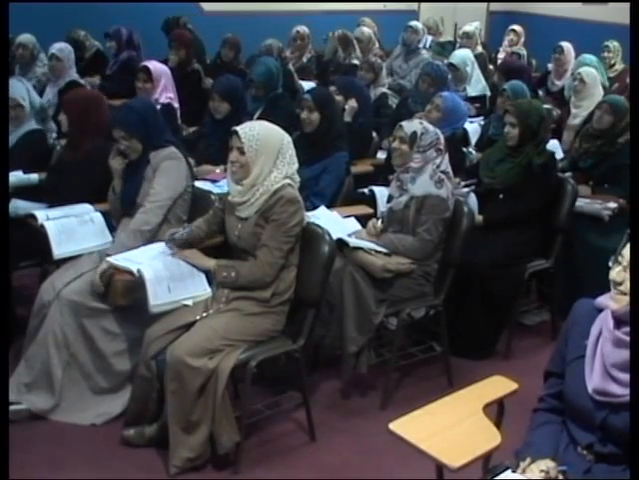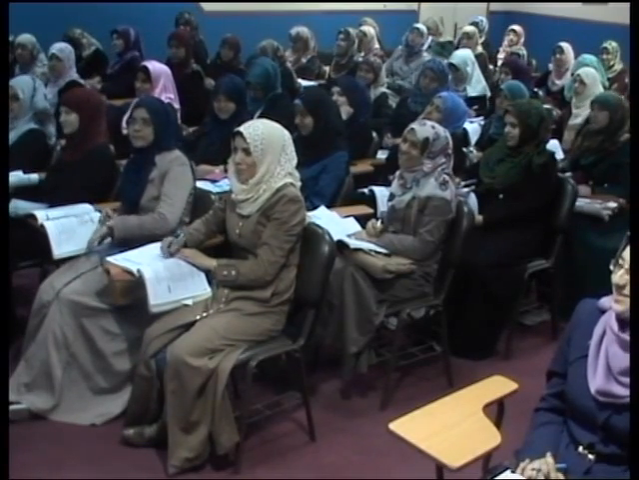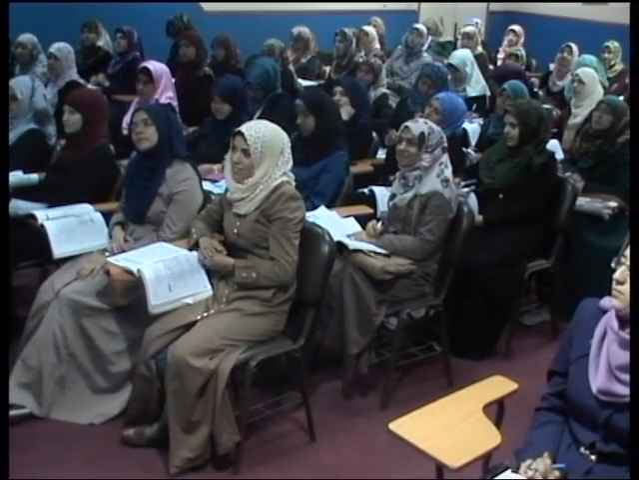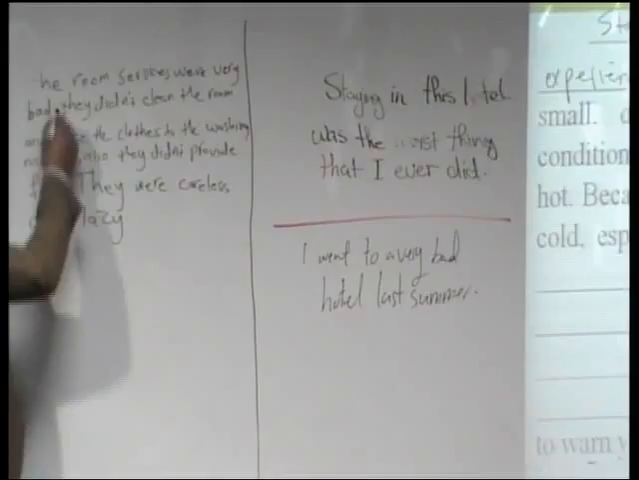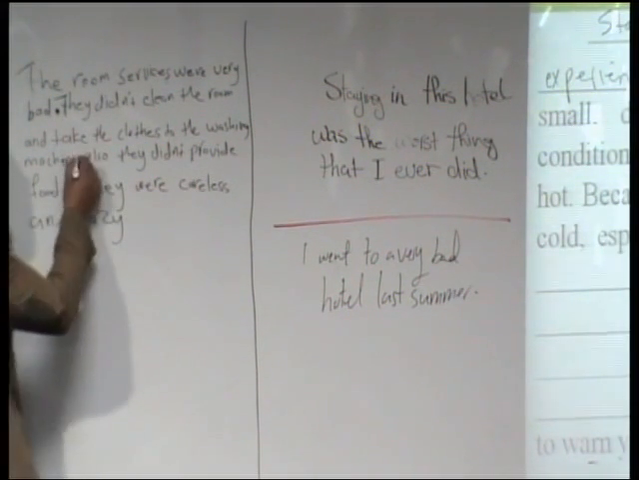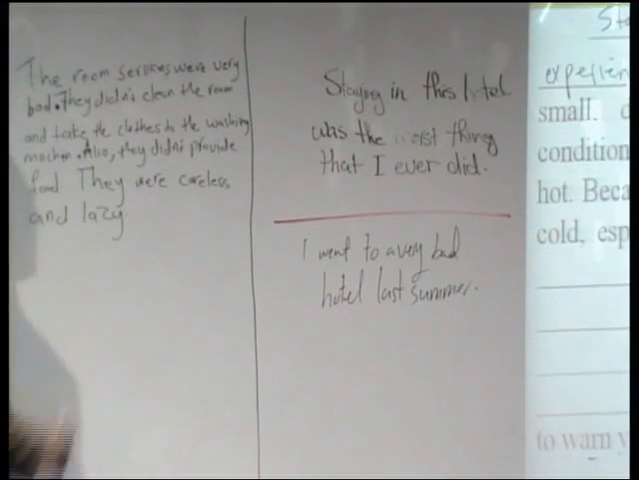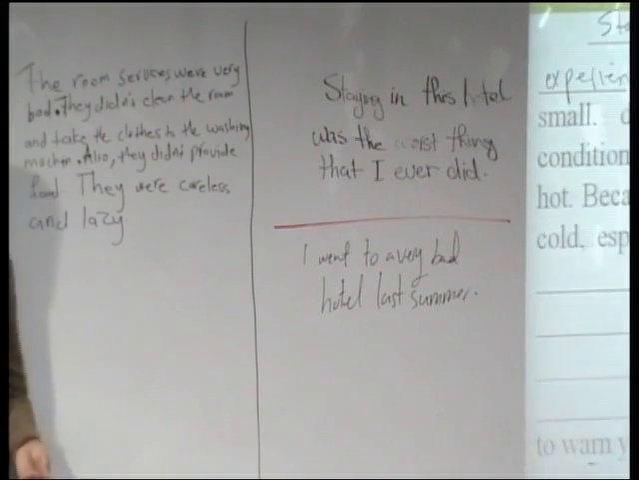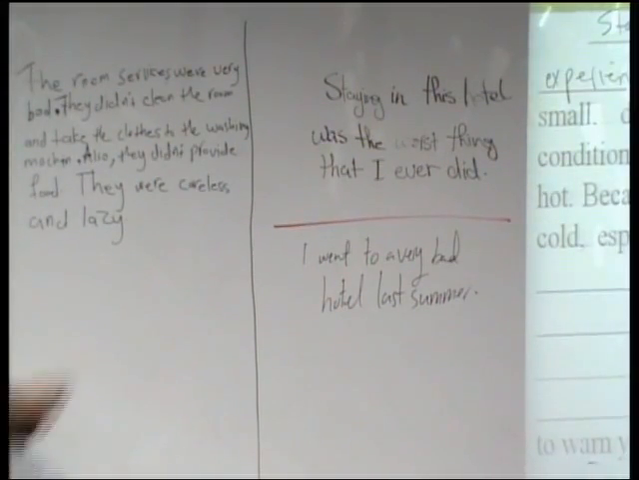All right. Let's see just the example here. The room services were very bad. Full stop. They didn't clean the room and take the clothes to the washing machine, to the laundry. We call it the laundry. Okay. Full stop. Also, they did not provide food. They were careless, and very nice sentence.